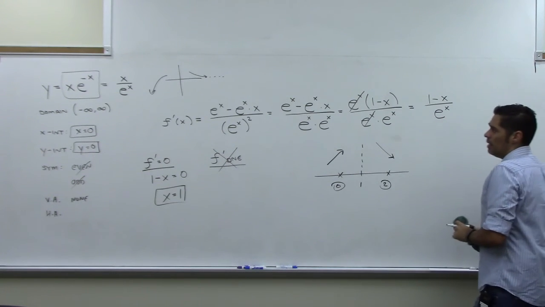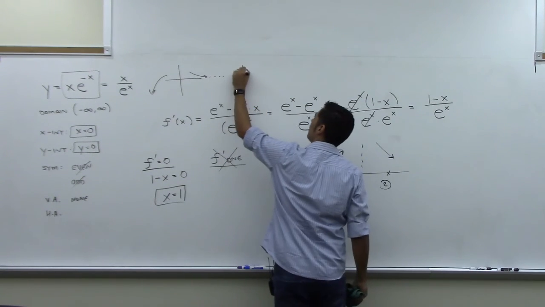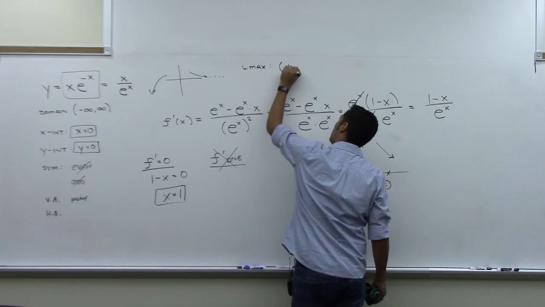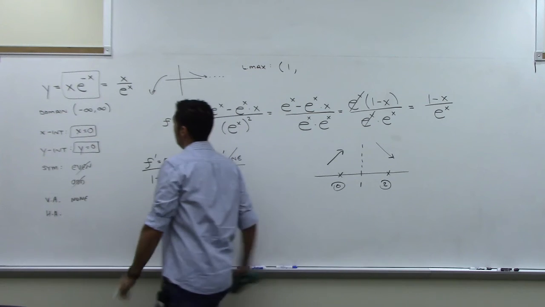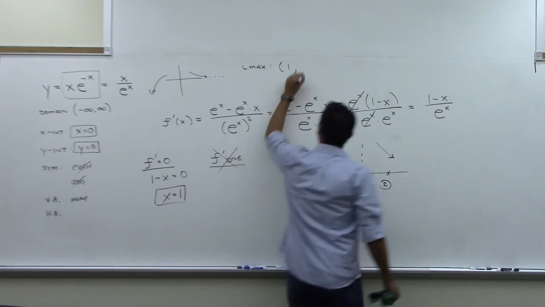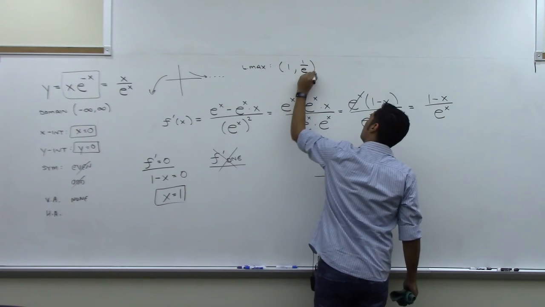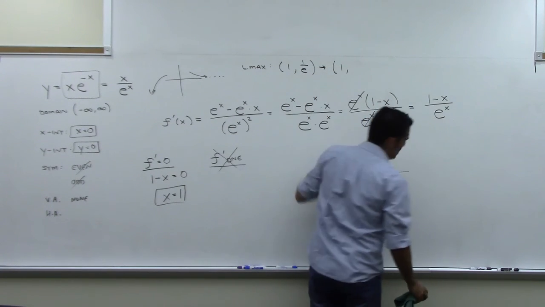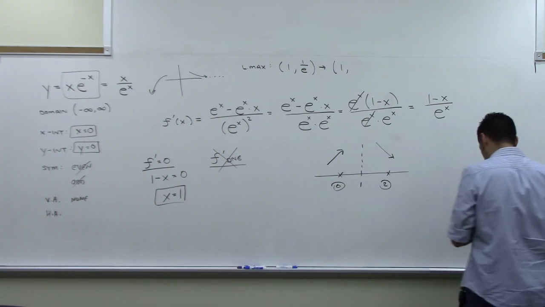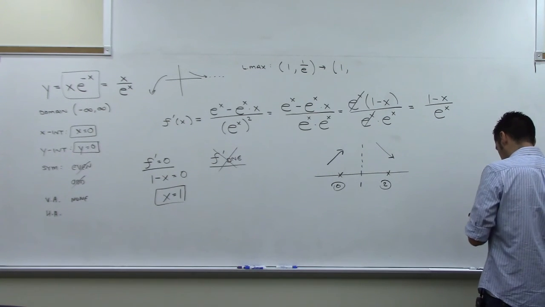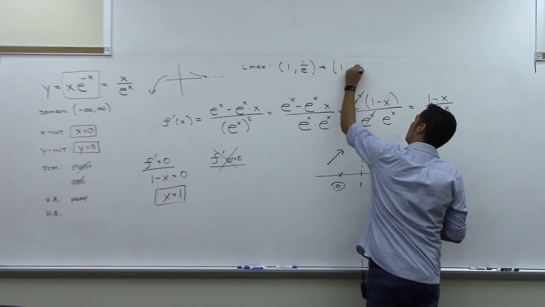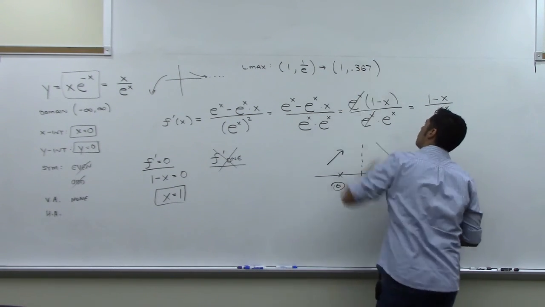So I have a local maximum at 1, and now I take 1 and plug it into the original function, 1 over e, which is really 1, and then 1 over e, the reciprocal of e, .367-ish, it's approximately.